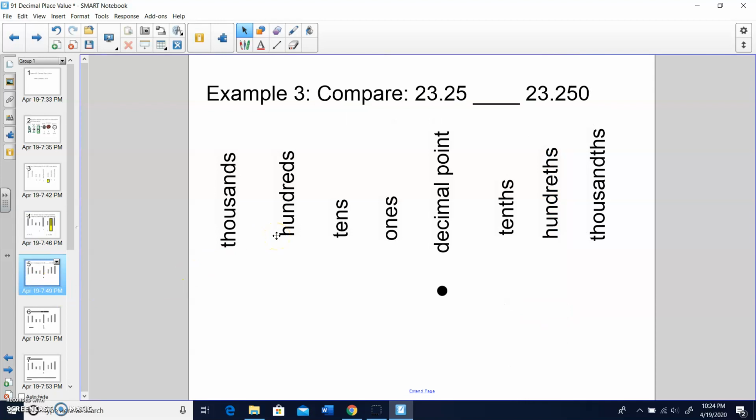Example 3, if you turn the page to page 580, we're comparing 23 and 25 hundredths, and then 23 and 250 thousandths. Because the 0 in the thousandths place doesn't have any value, really, there's no difference. I can put as many zeros on this side as I want to, and the money amount doesn't change. So really, these two numbers are completely equal. Okay, that 0 is nothing. It's just holding that thousandths place. So 25 hundredths is the same as 250 thousandths.